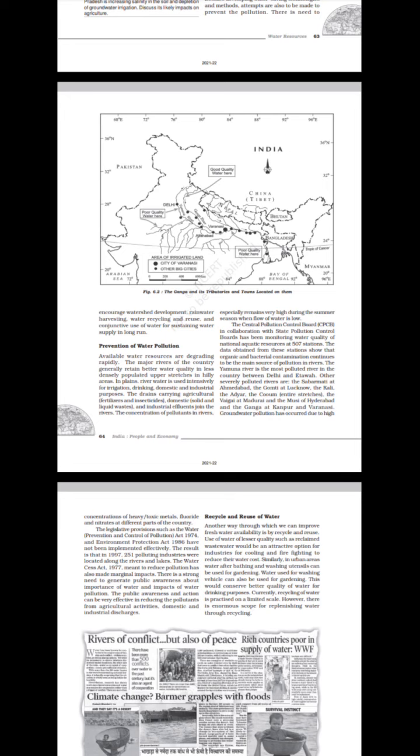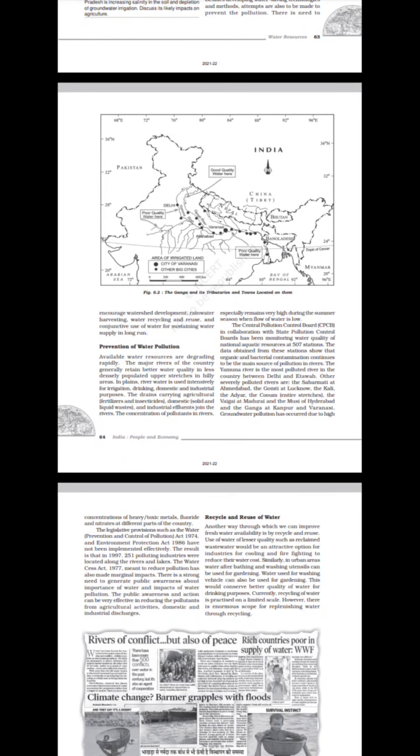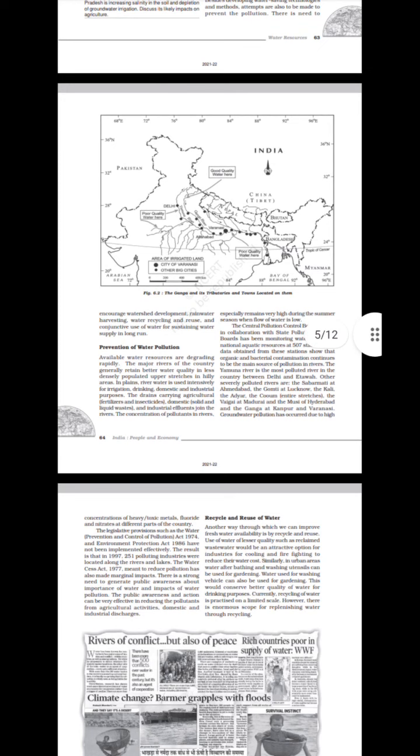Available water resources are degrading rapidly. The major rivers of the country generally retain better water quality in less densely populated upper stretches in hilly areas. In plains, river water is used intensively for irrigation, drinking, domestic and industrial purposes. The drains carrying agricultural fertilizers and insecticides, domestic solid and liquid waste, and industrial effluents join the rivers. The concentration of pollutants in rivers especially remains very high during the summer season when flow of water is low.